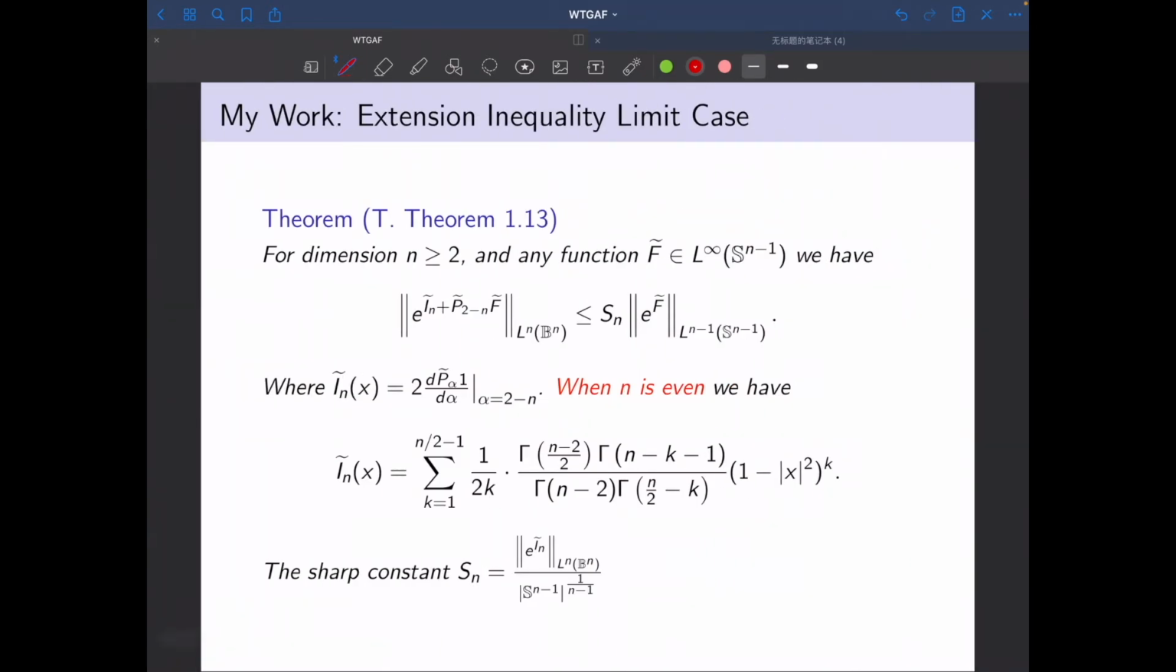I also considered the limit case, taking limit as alpha goes to 2 minus n, and I proved the theorem over here, which is similar to Shibing Chen's work and similar to his theorem 2.